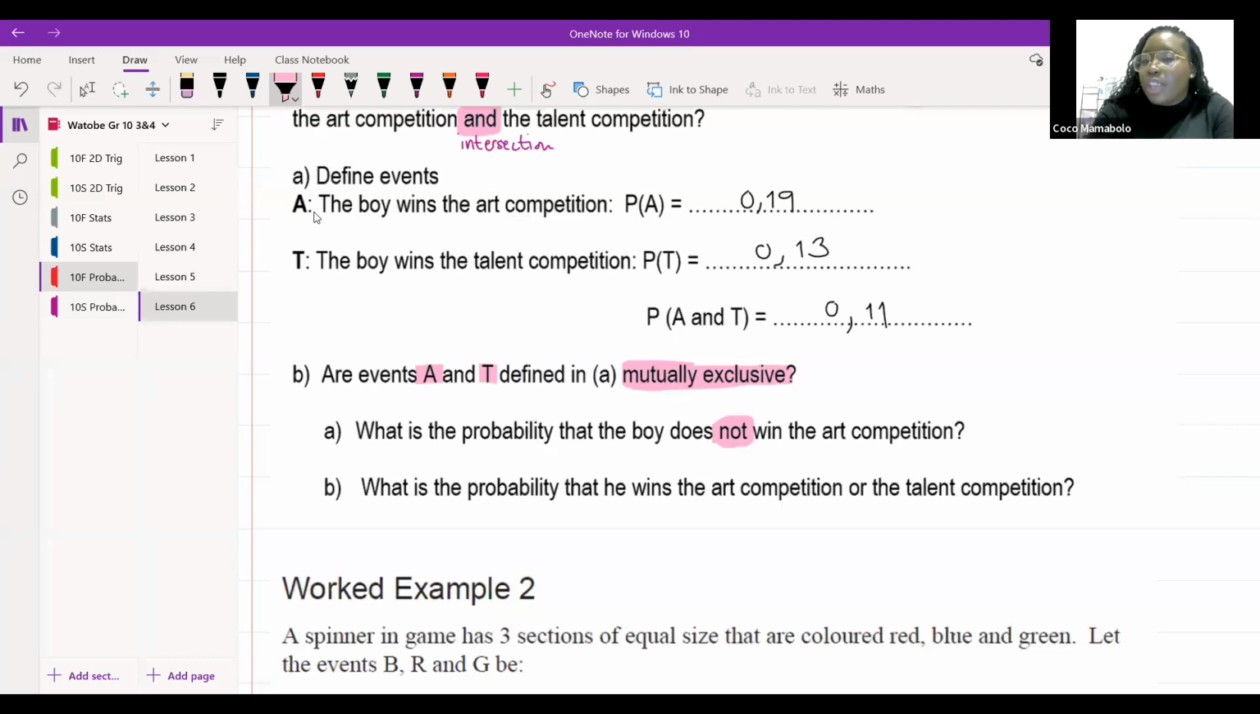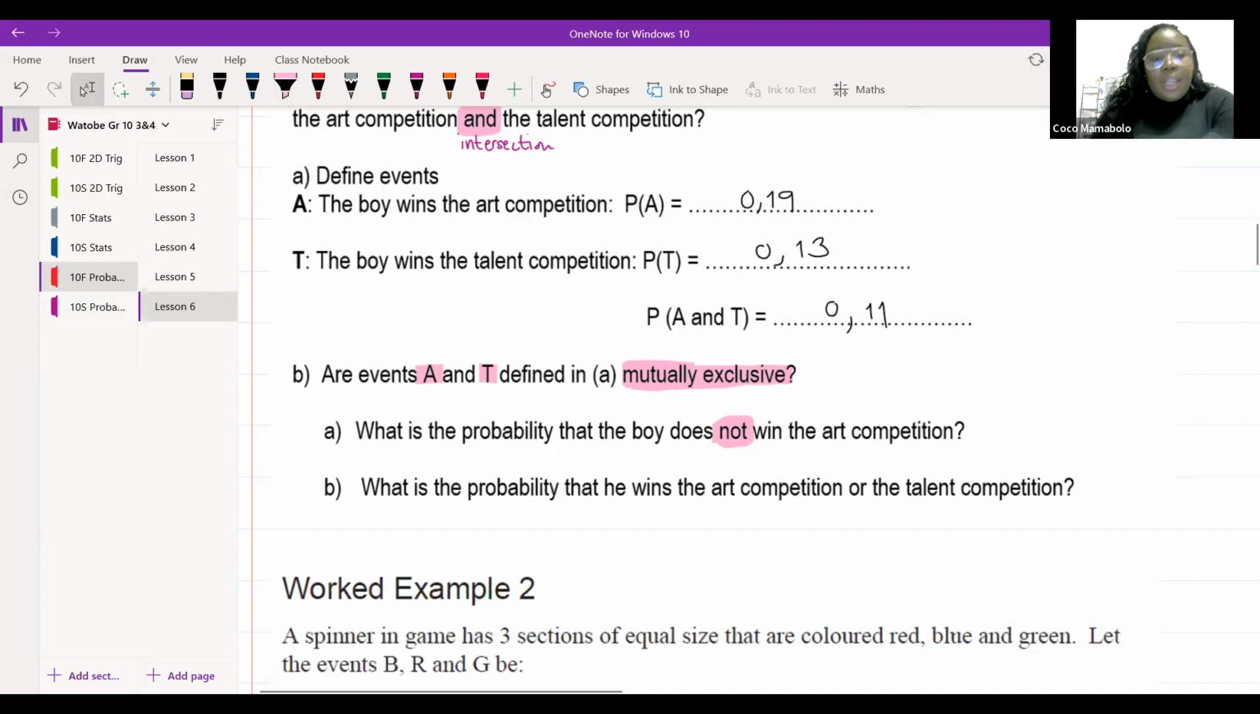Okay, I'm getting 3 different answers at the moment, and I need to figure out which one of these is correct. Think of the question, guys. They're saying probability of the art competition, or not the probability of the art competition. Good. We know that the probability of winning the art competition is 0.19. So the probability of not is going to be 1 minus the probability of A, which is 1 minus 0.19, which is equal to 0.81.